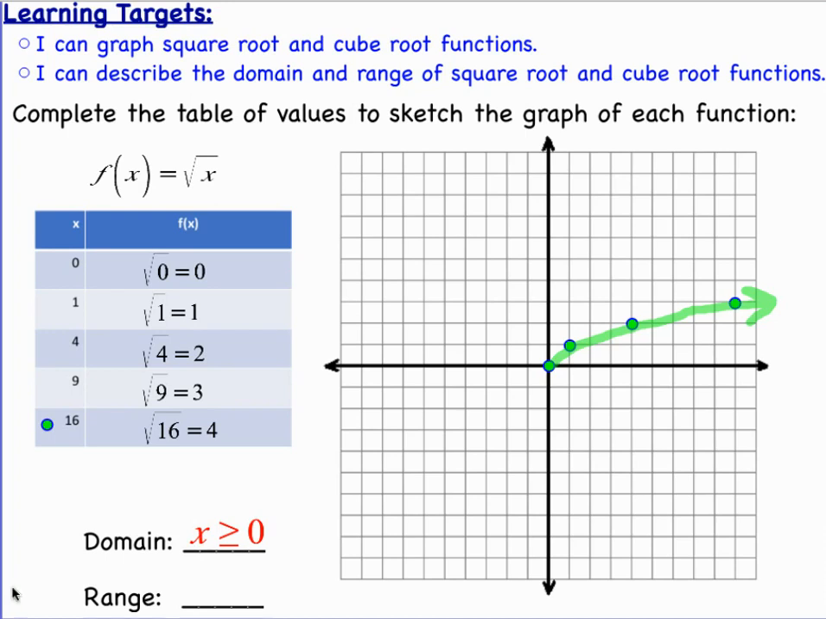Well, what about the range? Well, I have all positive values here. So for that reason, I cannot have a y value that is negative. So y has to be greater or equal to 0. So as you can see, we're going to be graphing the square root of x function only in the first quadrant. And this is a parent function. So what happens when we start to translate this function? Let's look at an example.